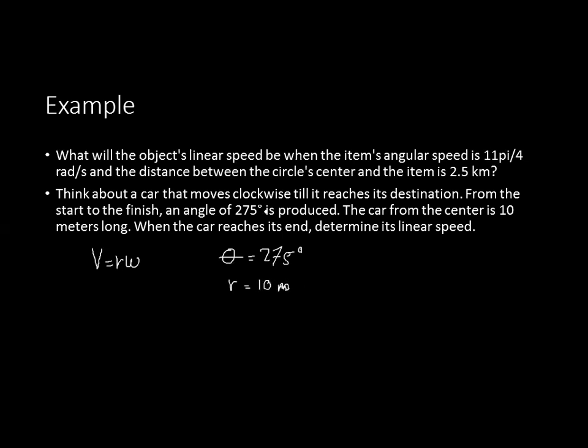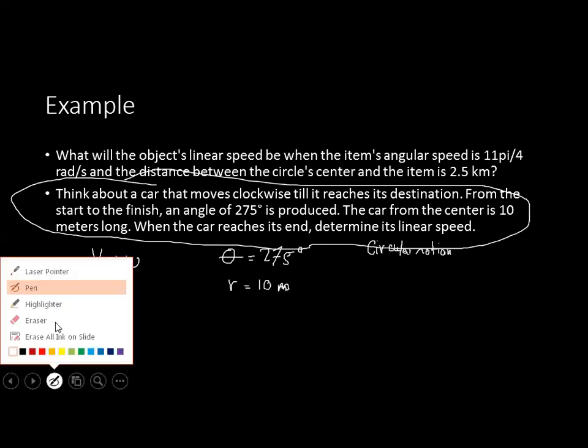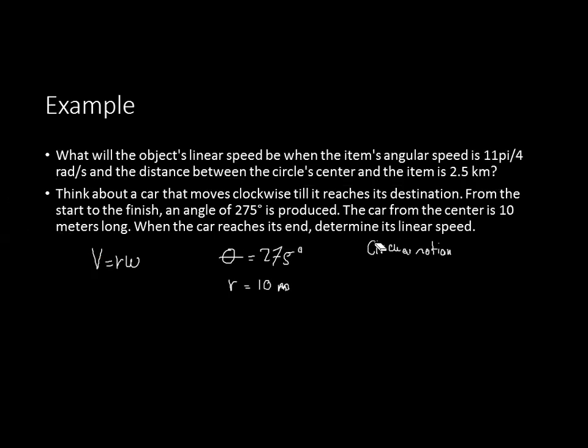By the way, I think I forgot to mention that it moves clockwise. By the way, this is circular motion, not one-dimensional motion, like driving on a road that is not a circular path. The scenario here is that the car is traveling in a circular motion. So anyways, let's proceed. That's the radius. We're good.